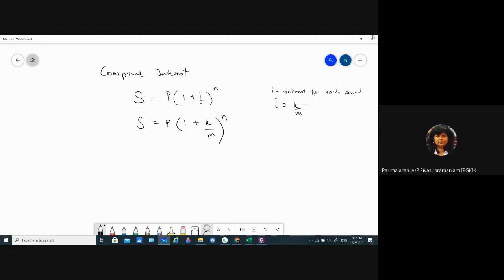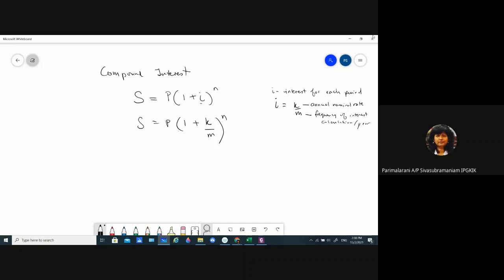So what is K? Nominal rate. Yes, K is the annual nominal rate. Okay, and what is M? Frequency of interest calculation. How many times you calculate in a year? Frequency of interest calculation in a year.